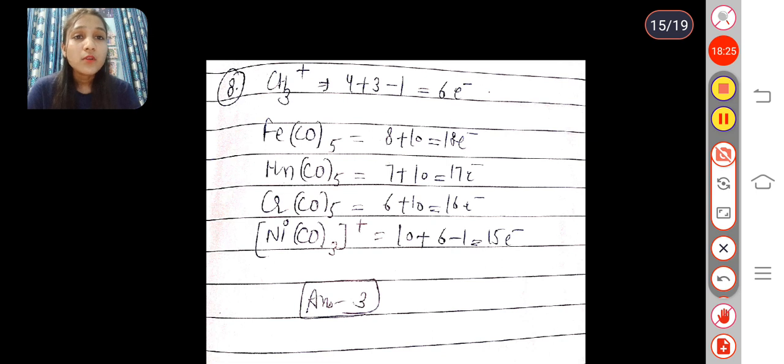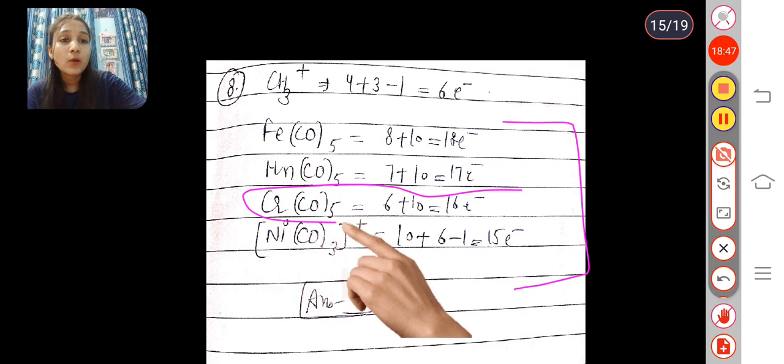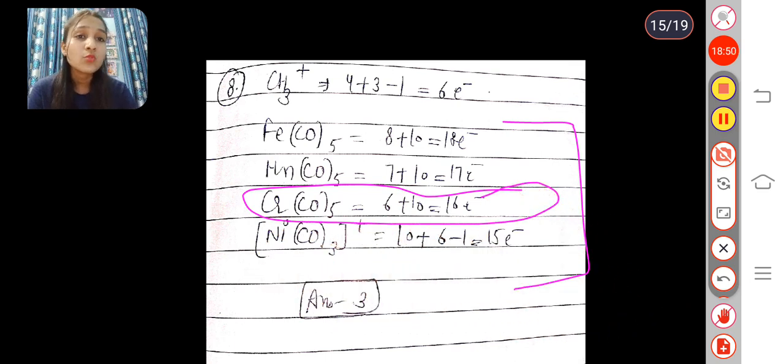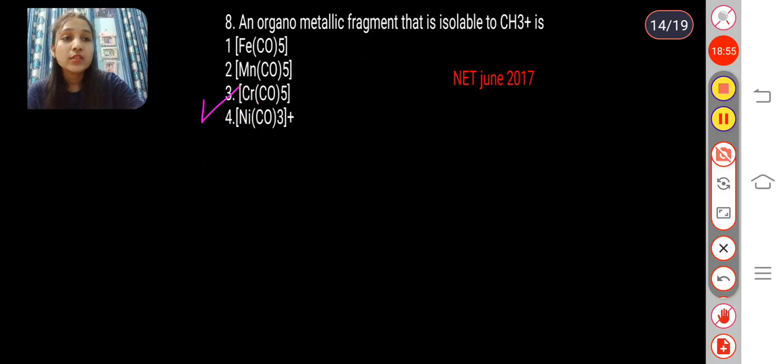So for CH3 positive, for carbon we have 4 valence electrons, for H we have 3, and minus 1. Here we have 6 valence electrons. So for isolobality, they must have 6 electrons or 16 electrons. After calculating in all the compounds, we have this complex compound having 16 electrons. So this is isolobal to CH3 positive. So the correct answer is option 3, CrCO5, which has 16 electrons, and in CH3 positive we have 6 electrons. So they are isolobal to each other.